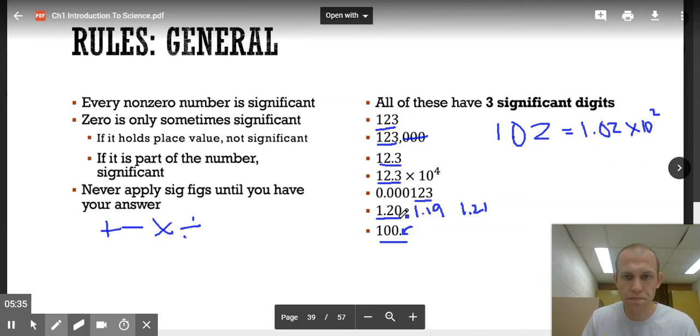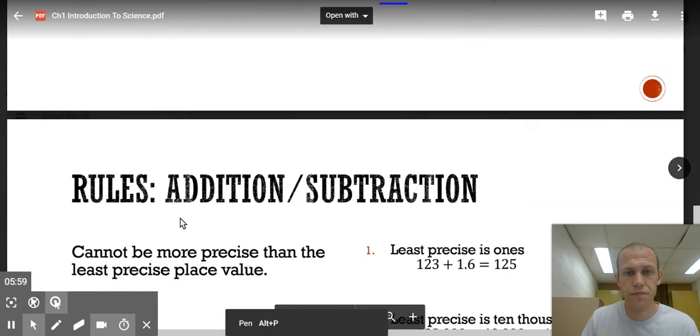For this problem, where am I looking at? Right here, it would be 1.23 times 10 to the fifth. Notice I got rid of those 3 zeros because they were only placeholders, so I didn't need them. So that's some of the intricacies of sig figs. All of these have only 3 significant figures.